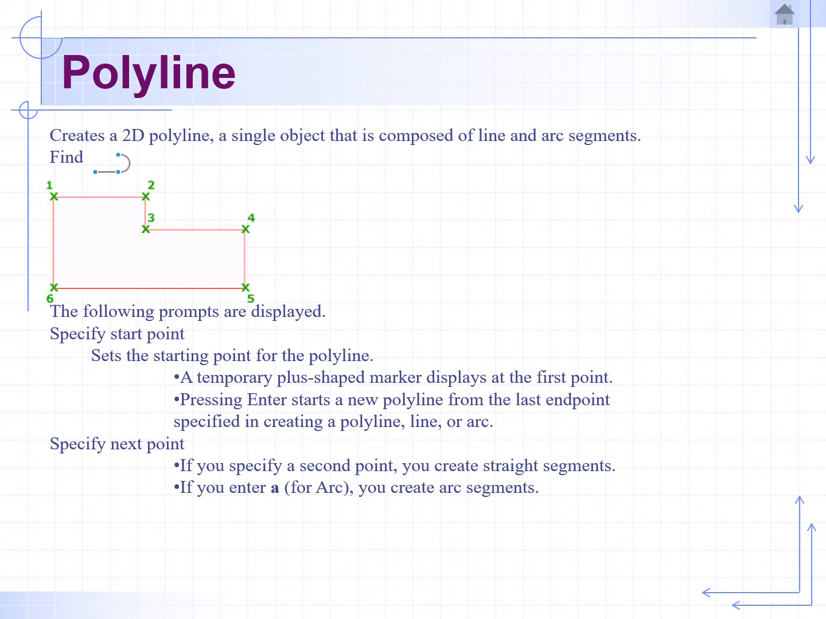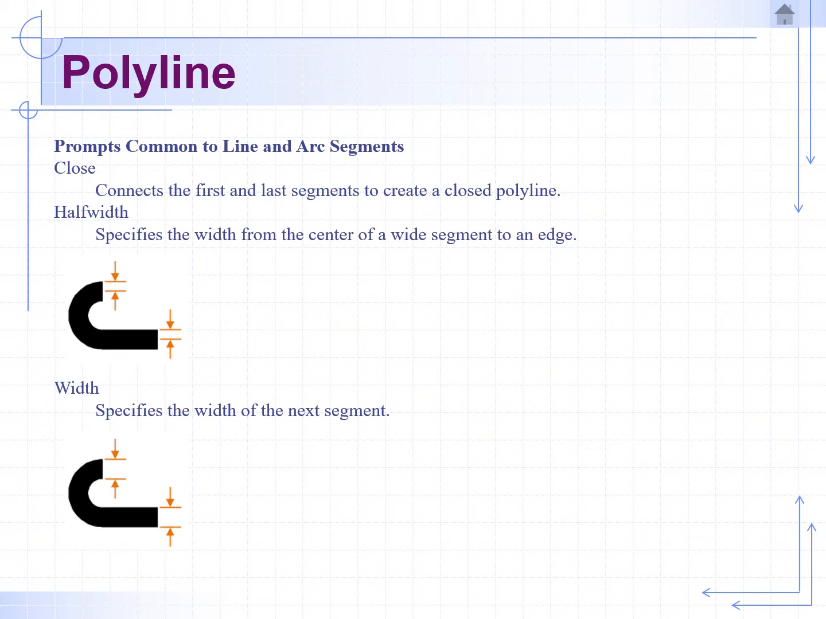So the polyline command creates a 2D polyline, single object that is composed of line and arc segments. So if you look for this icon here, so to do this, you set the starting point for the polyline. A temporary plus-shaped marker will be displayed at the first point. Press enter starts a new polyline from the last endpoint, and then to go to the next point, you can create a straight or curved segment, just by clicking on your mouse. Close connects the first and last segments to create a closed polyline.